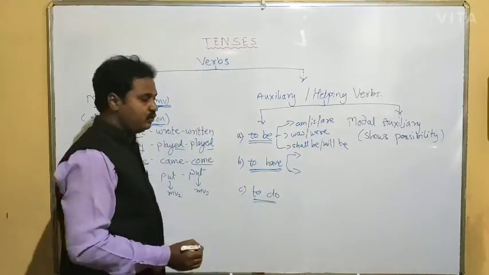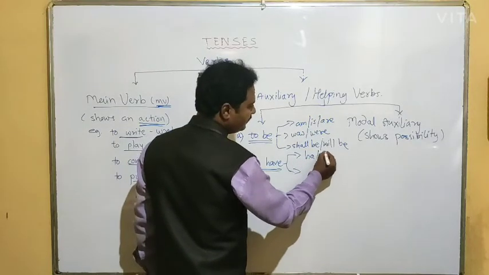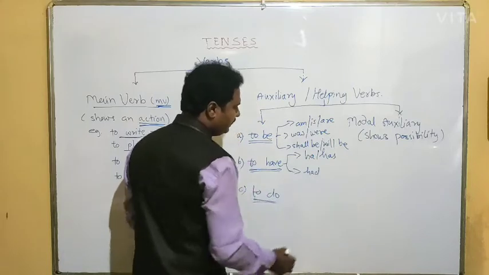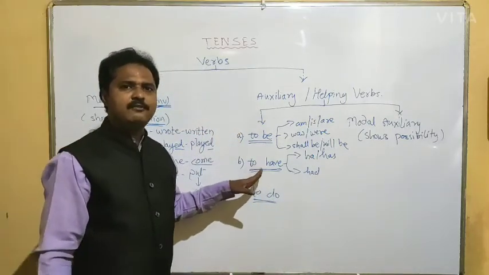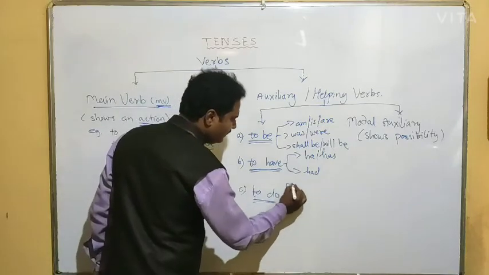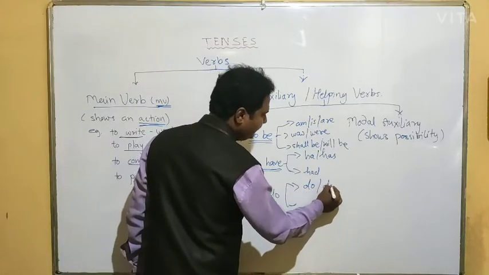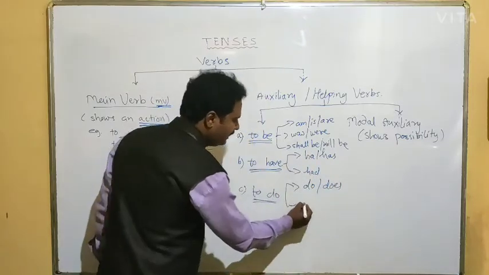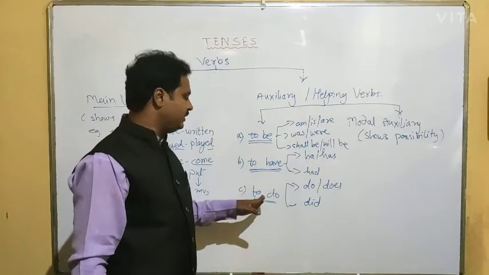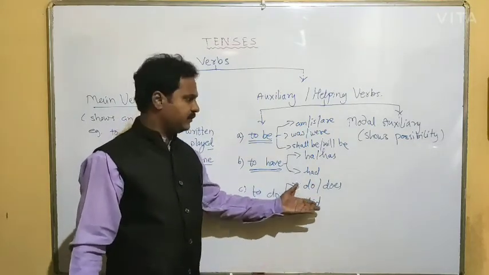In perfect tense we use have, has, and in past, had. In future we use shall have, will have. To do is in the form of do or does in present, and did in past tense. We also use shall do, will do in the future tense form.